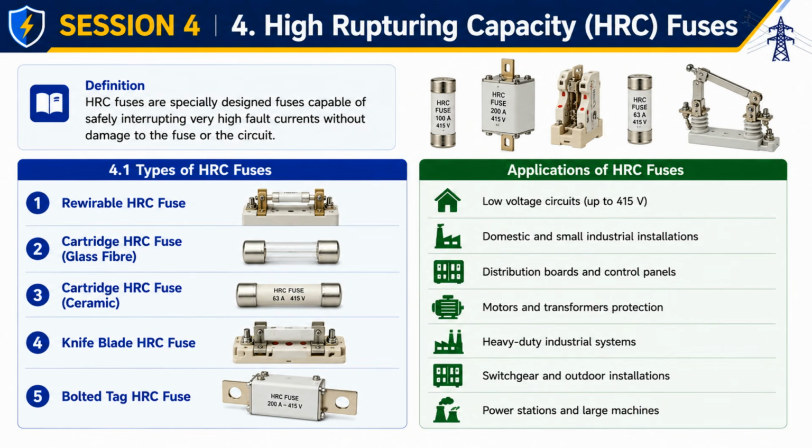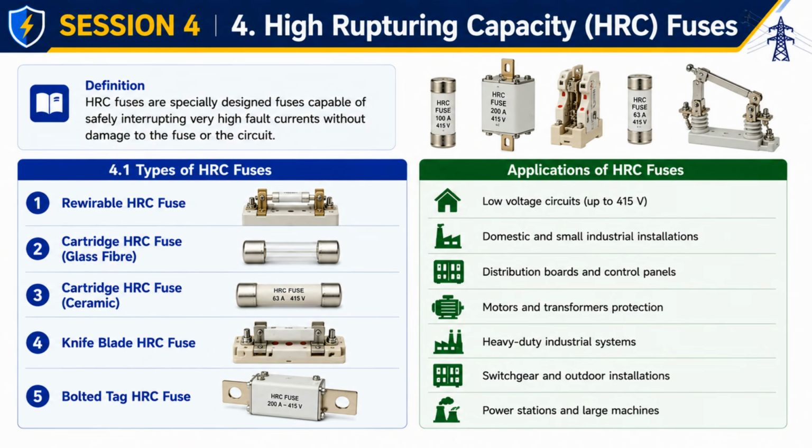Now let's learn about high rupturing capacity, or HRC fuses. An HRC fuse is specially designed to safely interrupt very high fault currents without damaging the fuse holder or the electrical circuit. It is widely used in industrial and power distribution systems because of its high reliability.